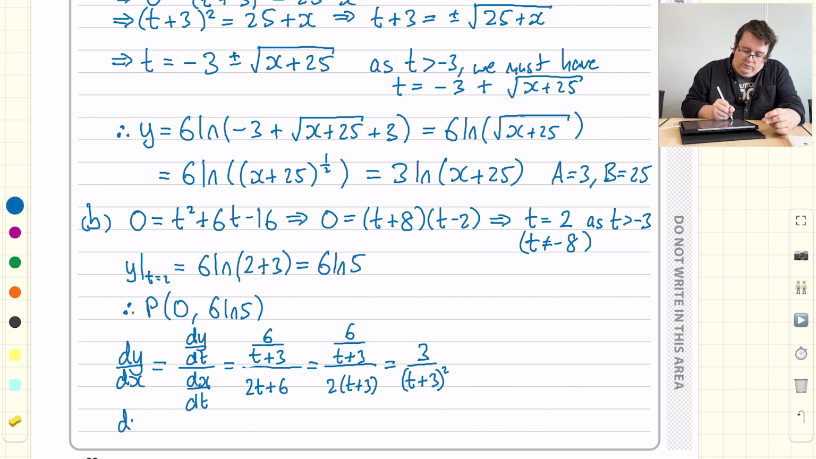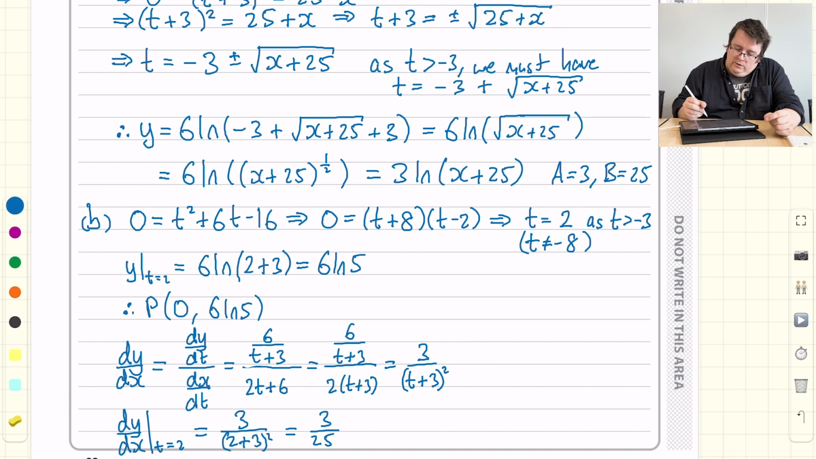So dy by dx when t is 2 is 3 over 2 plus 3 squared. So that's 3 over 25. So the tangent, using y minus y1 equals m(x minus x1), will be y take away 6 log 5 is equal to m, 3 over 25, times x take away x1, which is x take away 0.